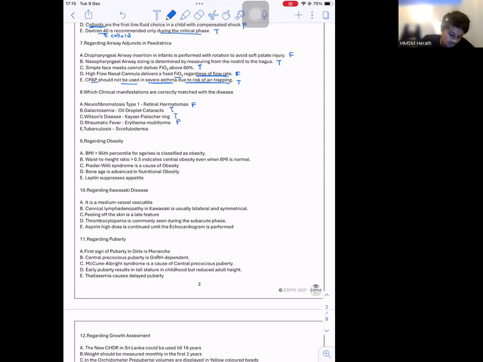Then the last one, tuberculosis, scrofuloderma, right? Scrofuloderma is a sort of cutaneous manifestation of TB, which can commonly be seen near the lymph nodes, TB lymph nodes, right? That is a cutaneous TB condition, therefore it is true, right?